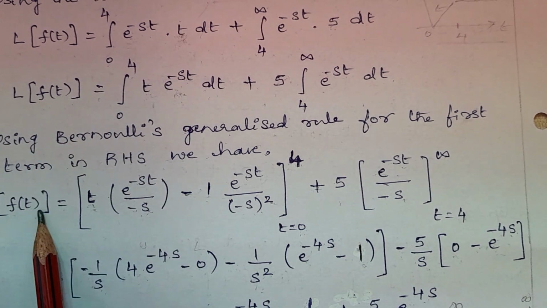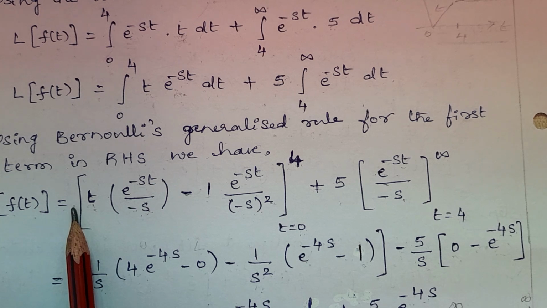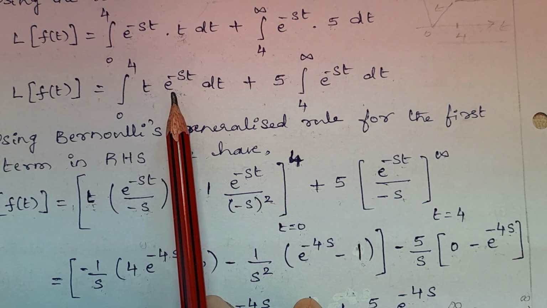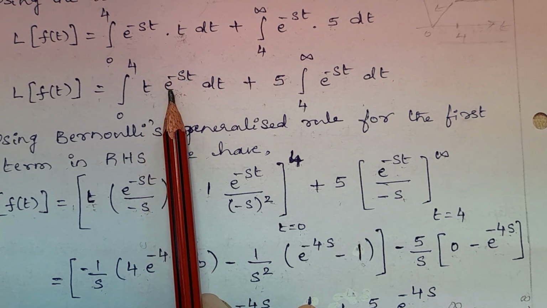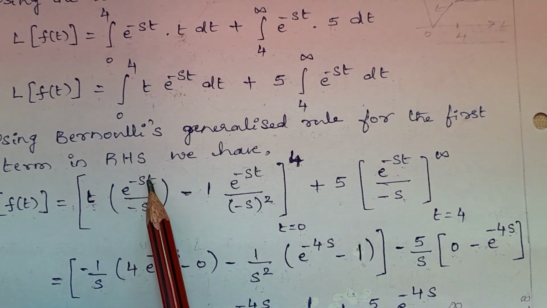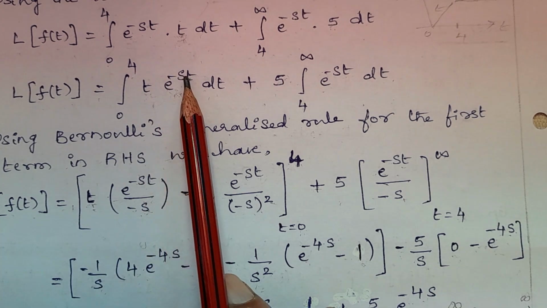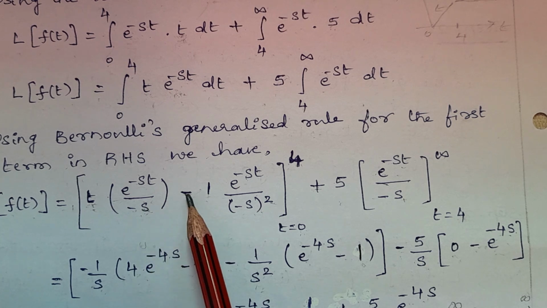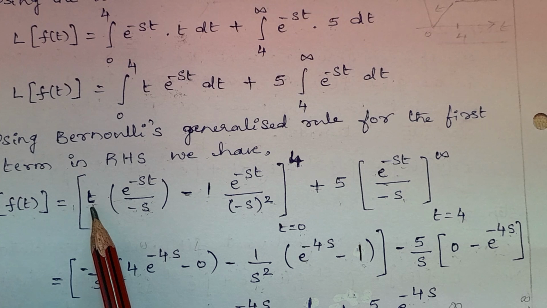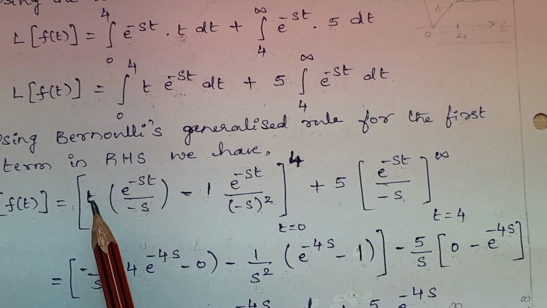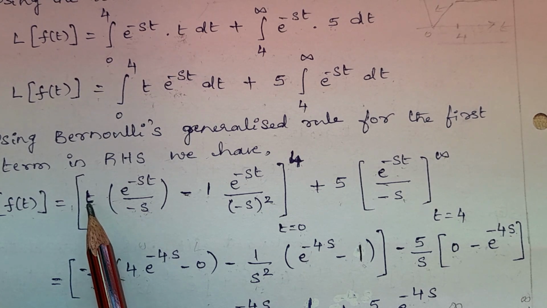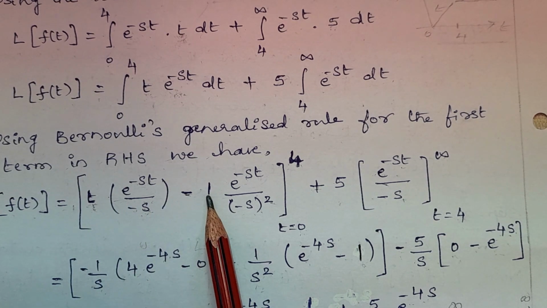So Laplace transform of f of t equal to, first function is t as it is. For the second function apply the integration. Integral of e power of minus st is e power of minus st divided by minus s. Next, alternate sign negative. Take the differentiation for the first function: t differentiated gives 1.